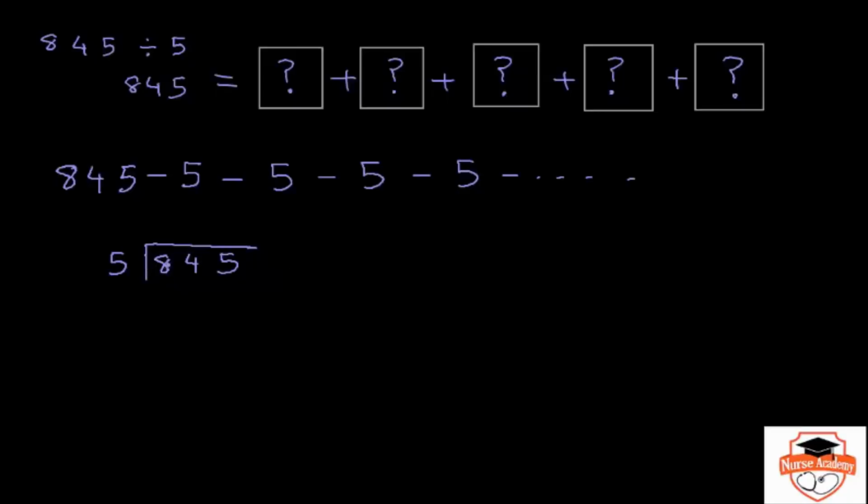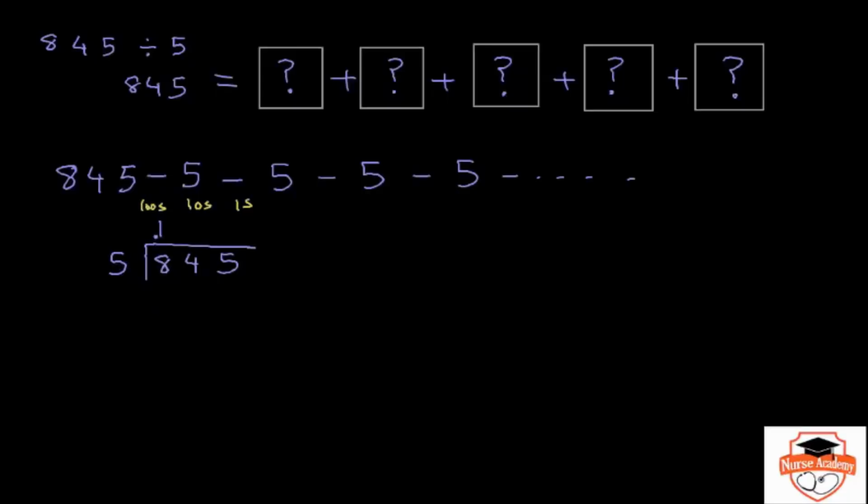So this is what you do. And remember, starting from the right, we have the ones place, the tens place, the hundreds place, and so on. So the first question you ask yourself is, how many 500s will fit into 800? And the answer is, there's only one 500 that fits into 800. So we write a 1 over here.